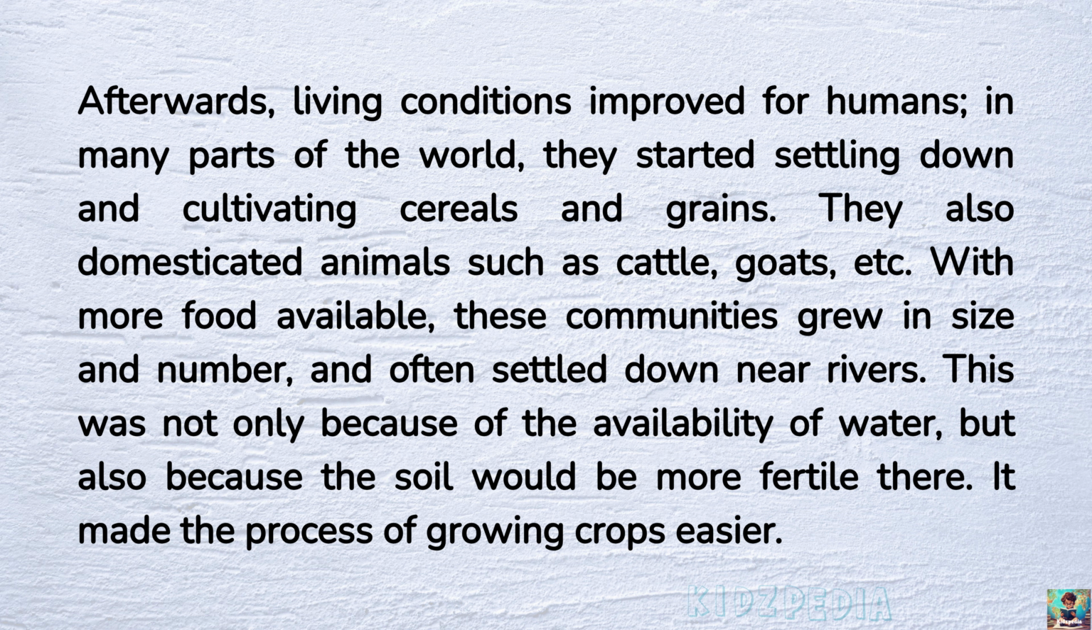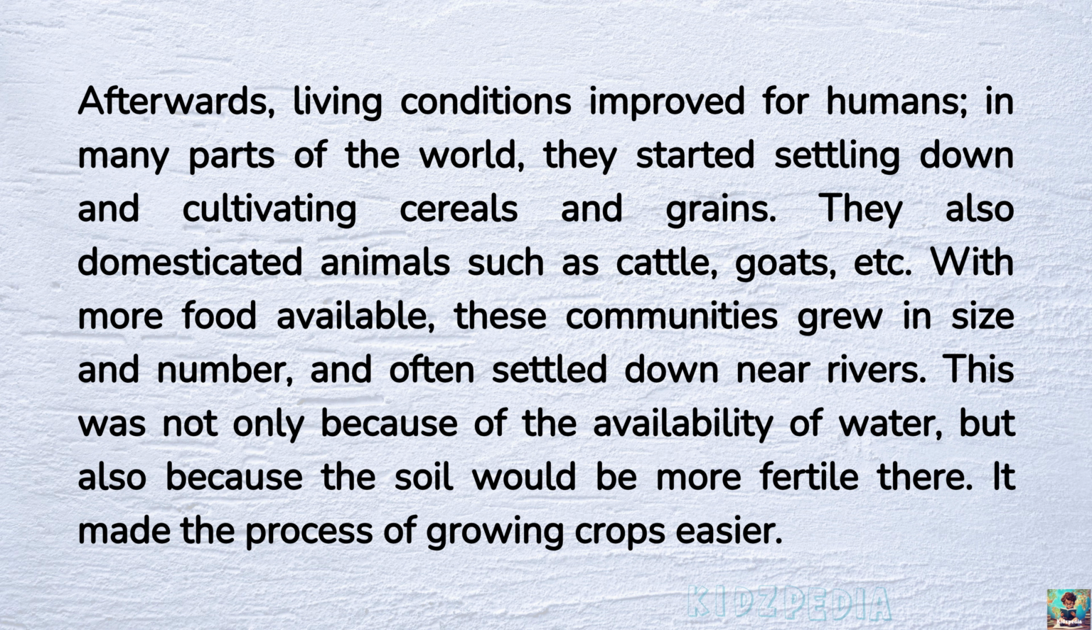Afterwards, living conditions improved for humans. In many parts of the world, they started settling down and cultivating cereals and grains. They also domesticated animals such as cattle, goats, etc. With more food available, these communities grew in size and number and often settled down near rivers. This was not only because of the availability of water, but also because the soil would be more fertile there. It made the process of growing crops easier.